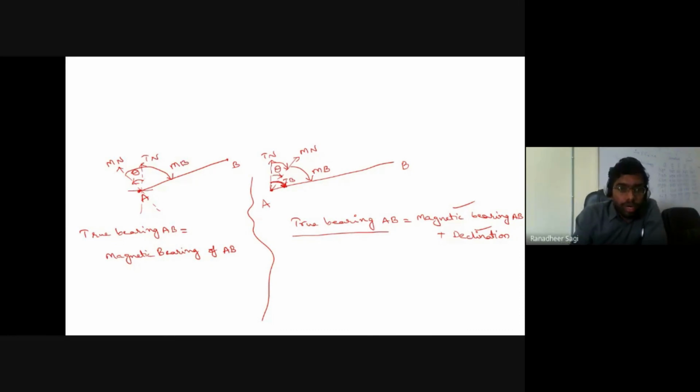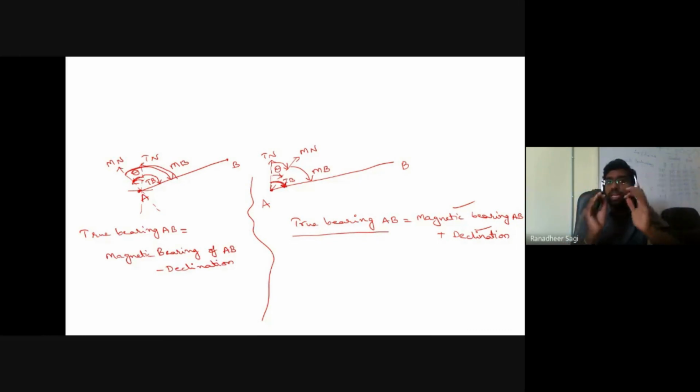What is it that I want to calculate? The angle made by my survey line AB with respect to the true meridian direction. That's nothing but from your true north, at what angle of inclination your survey line AB is there. This true bearing is what I want to calculate. So can I write it as magnetic bearing minus this declination angle? Obviously, from geometry, magnetic bearing of line AB minus declination.